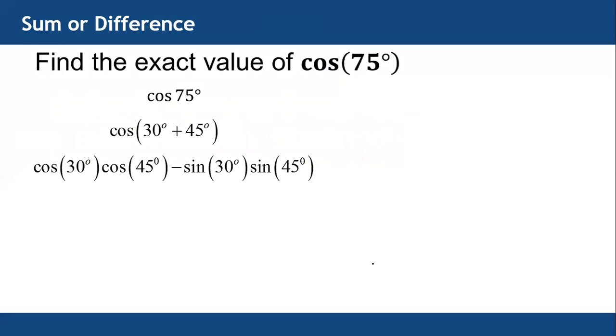For example, how can we find the exact value of cosine 75? So we have cosine 75. How can we write this 75? We can write cosine of 30 plus 45. So first is cosine 30 cosine 45 minus sine 30 sine 45, because we have the formula cosine alpha plus beta equal to cosine alpha cosine beta minus sine alpha sine beta. So we have a minus symbol.